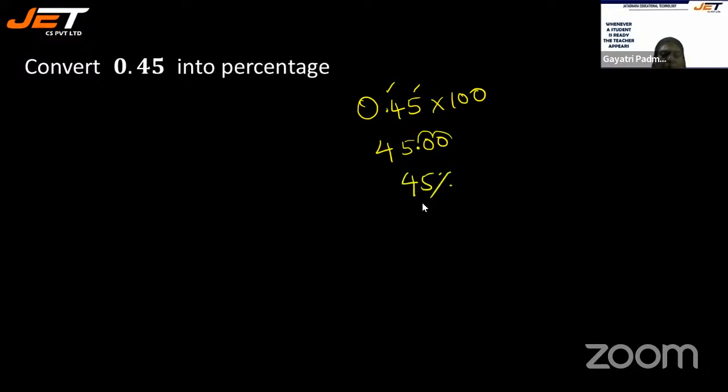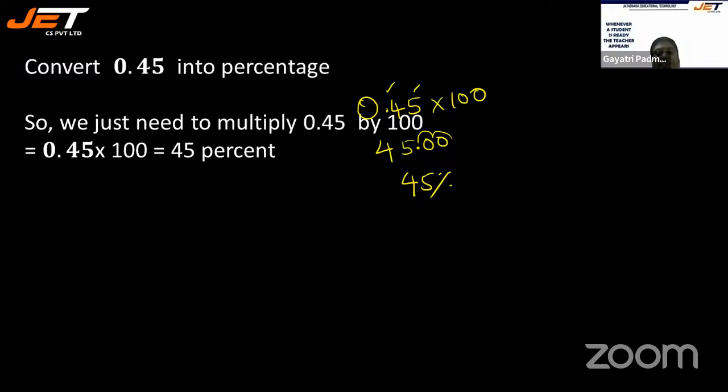All right. Now let's convert 0.45 into percentage. Quickly do it, students, because 0.45 into 100. So forget the decimal and just write 4500. After the decimal, two numbers, so it should be 1, 2. So it is 45%. This should be your answer. All right. See the next one.